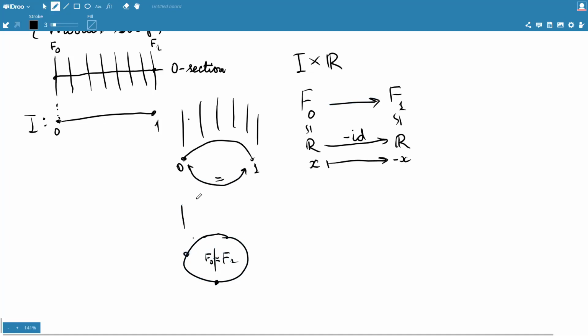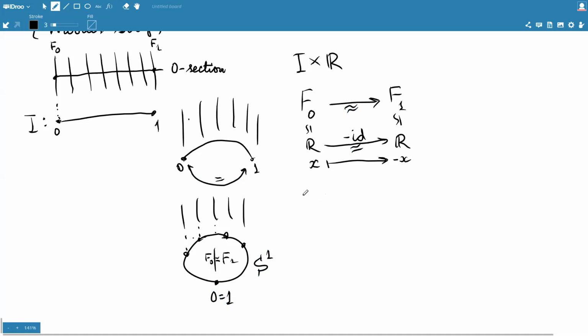So over all other points, the same fibers as in a trivial bundle. There are the same fibers as in the trivial bundle, but over the point 0, which is now identified with 1. To obtain S1 from I1, we have to identify the fibers F0 with F1. This is identified via the minus identity map. So the result is called the Möbius strip.